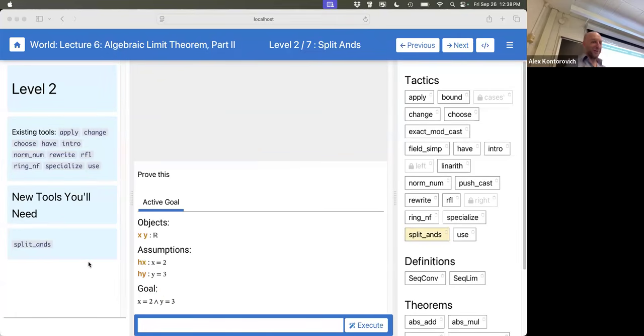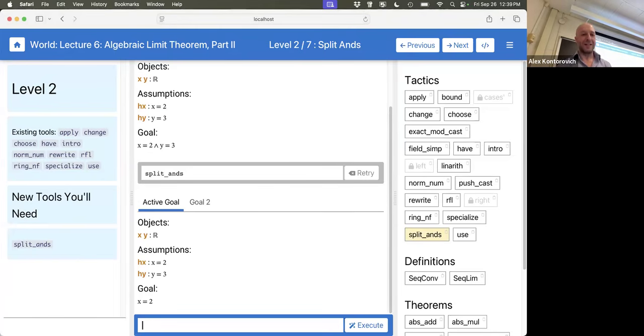That's why I don't draw it well, especially when I don't use the thing I brought and try to do it with the trackpad. Okay, so our goal is to prove two things, that x is equal to 2 and that y is equal to 3. Our two hypotheses are that x is equal to 2 and that y is equal to 3. How are you supposed to prove two things? You split them up into individual things. That tactic is called split_ands. So I write split_ands, and it splits up.